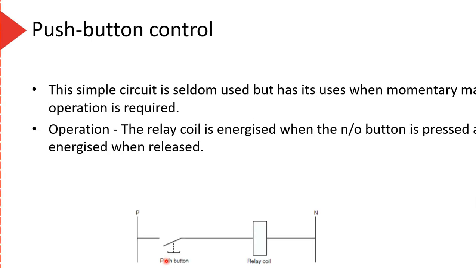Alright, push button control. Okay, what do we have here? We have a push button. This is a very simple circuit, a push button. We have a phase positive on this side, negative on this side. Push button there, relay coil. I push the button, coil is energized. That will turn on my contactor. As soon as I release the button, power turns off, coil turns off.